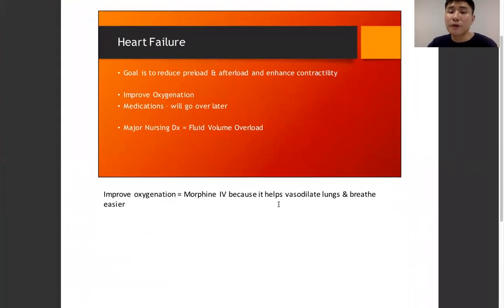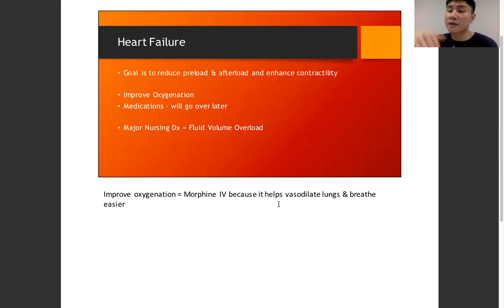Heart failure, the goal is to reduce preload and afterload and enhance contractility. Preload is everything before the heart. We don't want too much blood going to the heart, causes an increasing workload for the heart. And afterload is the resistance, the blood pressure. We don't want the resistance too high.